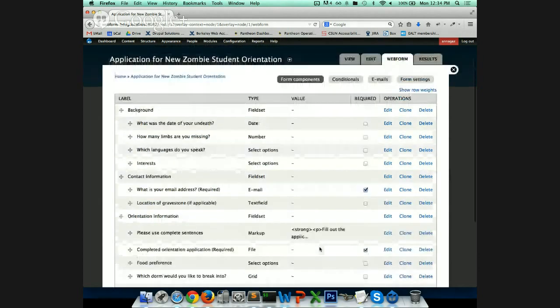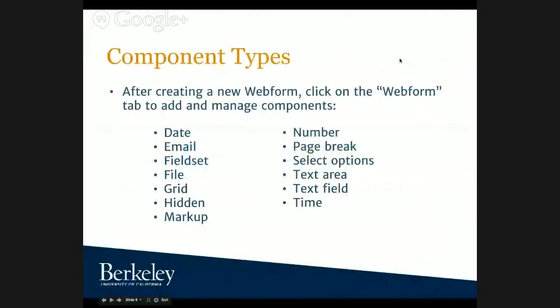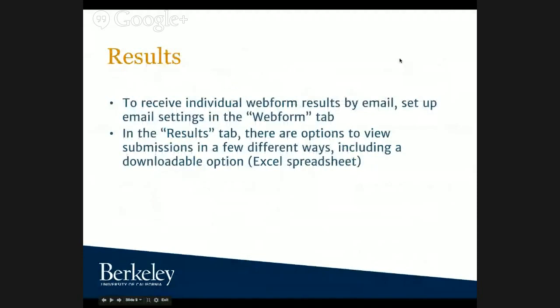Okay. Any questions on components? Okay. Go back to my handy presentation here. So we've gone over component types. So results. To receive individual web form results by email, you'll need to set up those settings. And I'll show that in just a second. In the results tab, there's also options to view your submissions in a few different ways, including the downloadable options. So both are really, really helpful.